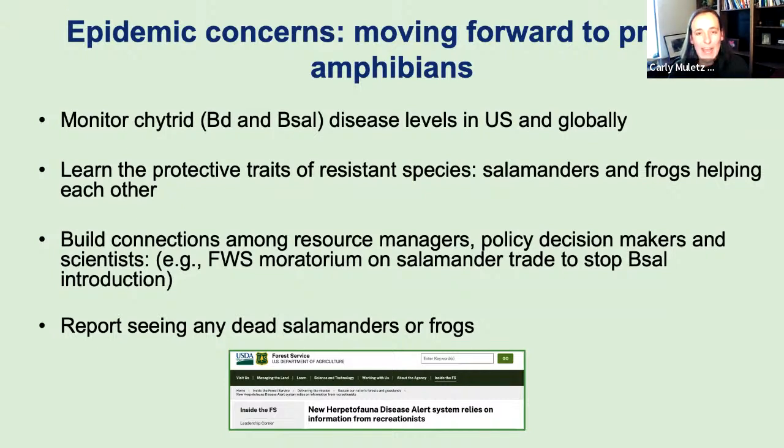And just to let everybody know out there, if you see a dead salamander or frog, please do report it. You can go in through the Forest Service website. There is a herpetofauna disease alert system that you can report to, so that we can be out there if it does seem like an epidemic is happening.